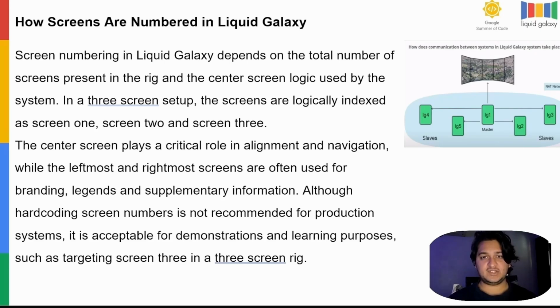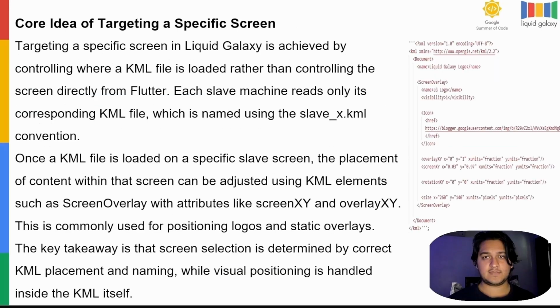One thing worth mentioning is that screen numbering is often misunderstood. People assume that screen numbering maps from left to right, which is not always guaranteed. In production systems, screen numbers are often calculated dynamically, but in this demonstration, I'll be hard coding screen numbers to keep things simplified. This slide captures the core idea of the entire presentation.